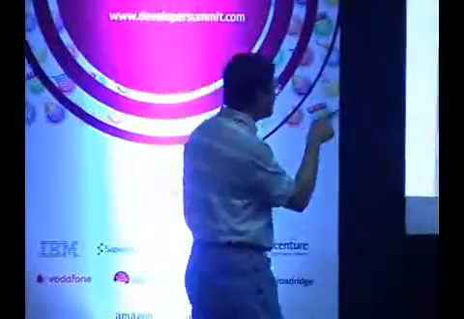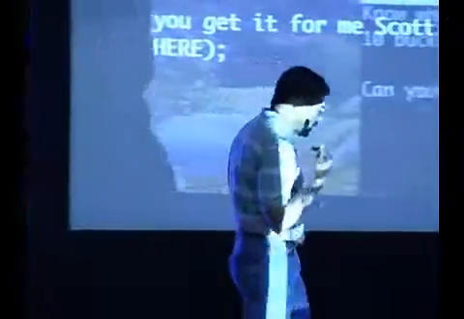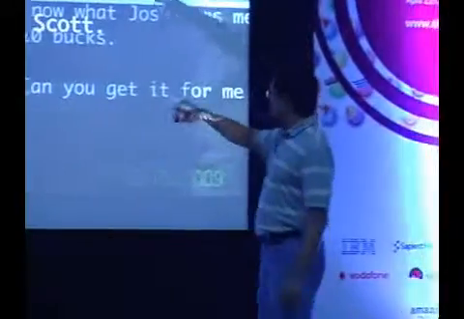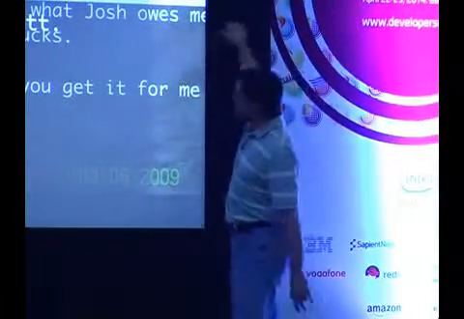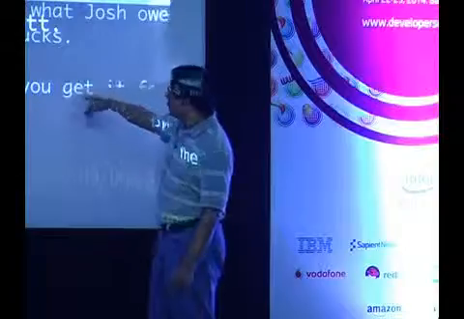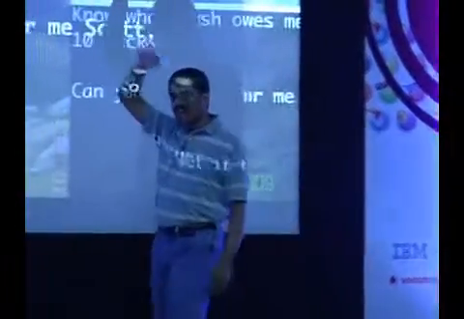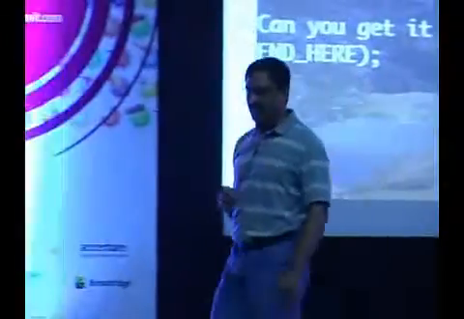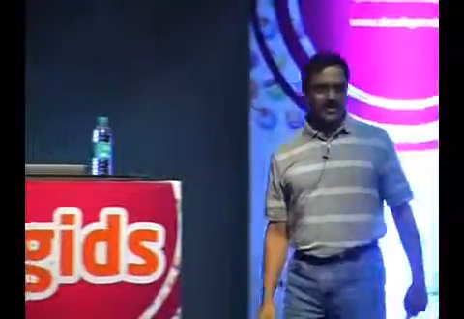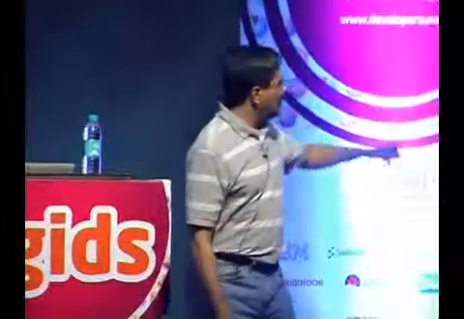You can see that it expands it. That's a multi-line string, as you can see right there. So it says, know what, Josh owes me, there's the $10, and then can you get it for me, Scott? So you can see that the multi-line string appears really nicely. What's the benefit of this? The benefit of this is, notice how I was able to expand and display the expression, right? So I'll give you an example of this.